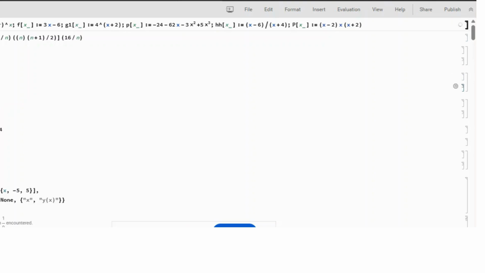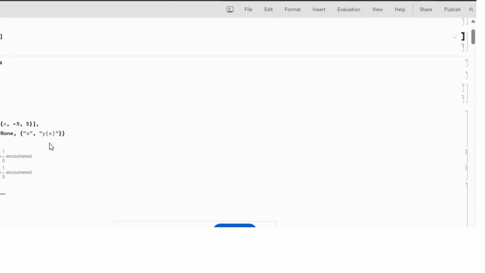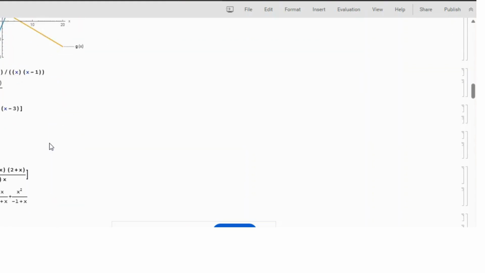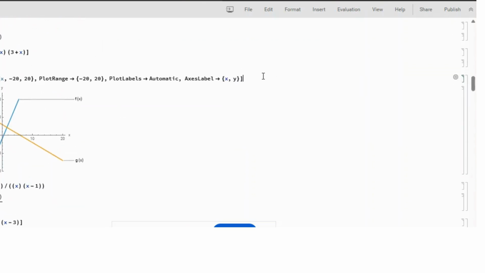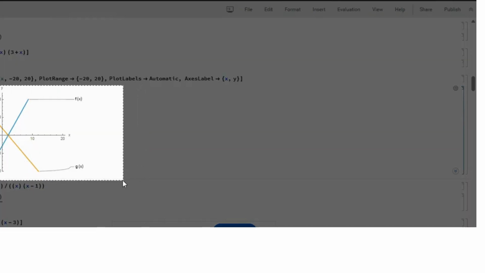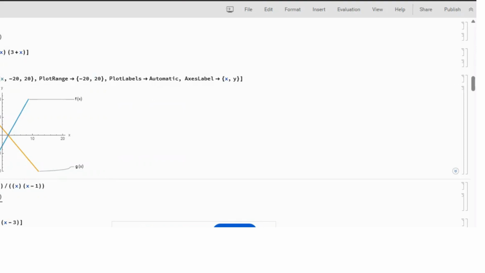And g of x was what? Negative 2x plus 4. Negative 2x plus 4. Thank you. So then I go to the graph, or I'm going to plot this real quick for us. Right, okay, good. Oh, this one's nice, actually. I like this. And this one's very useful.